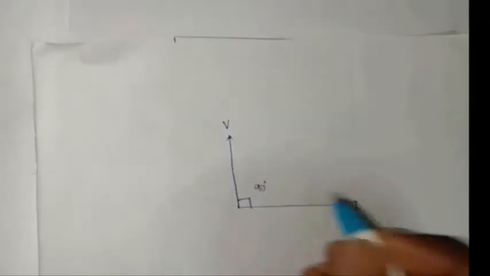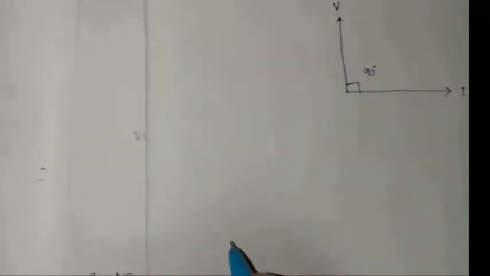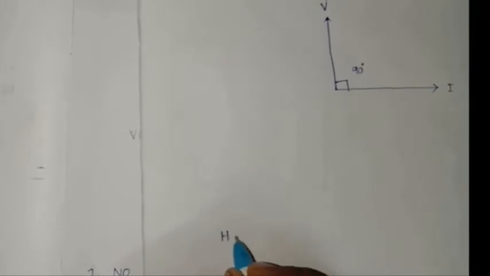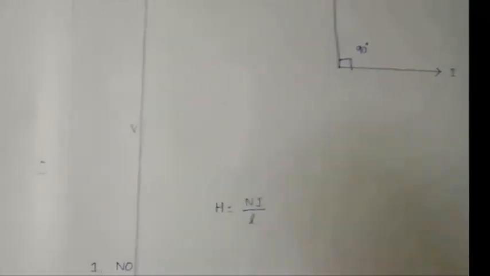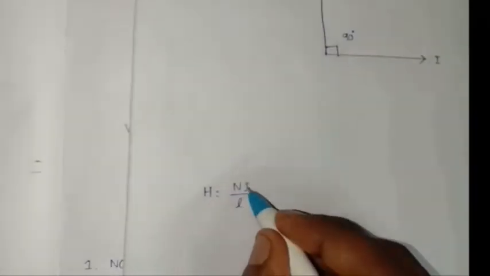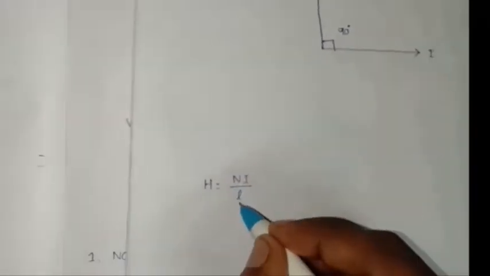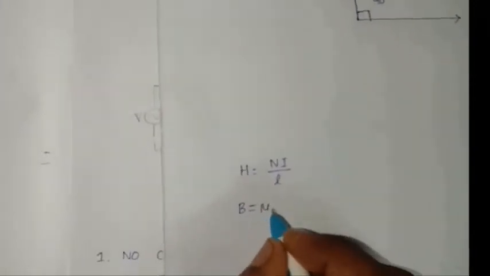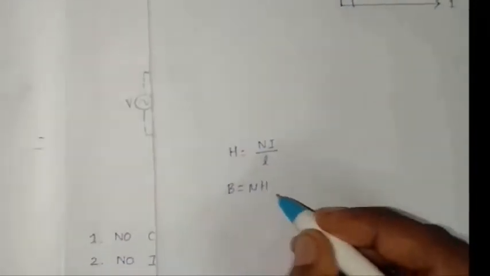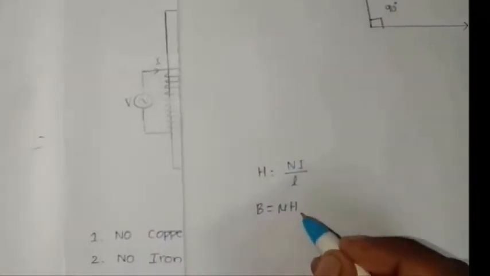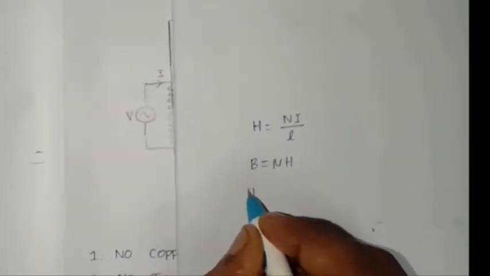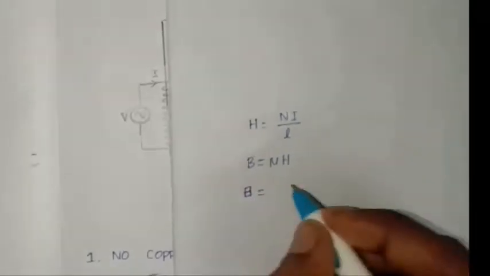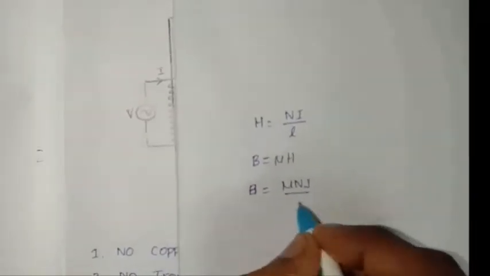Also, last year we have discussed that the magnetic field intensity H is equal to N I by L in an inductor, where I is the current through the inductor, N is the number of turns and L is the length of the inductor. Also, B is equal to mu H. It is not actually true always, but for our second assumption, we take B as mu H. So, B is equal to mu N I by L.